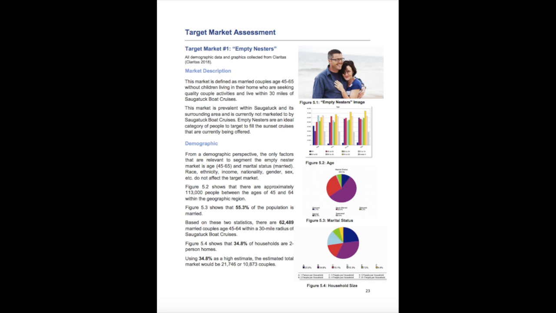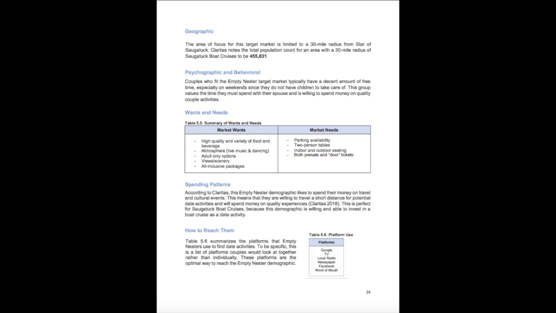This target market typically has a lot of free time, especially on the weekends since they're not taking care of kids. And they are willing to spend money on quality activities, which makes Saugatuck Boat Cruises potentially a very good option for them to spend their money on. They want high quality food and beverage options, good atmosphere and scenery, and adult-only options. The good thing for Saugatuck Boat Cruises is that you already meet the scenery, as you have fantastic wildlife and sunset options on your cruises already.